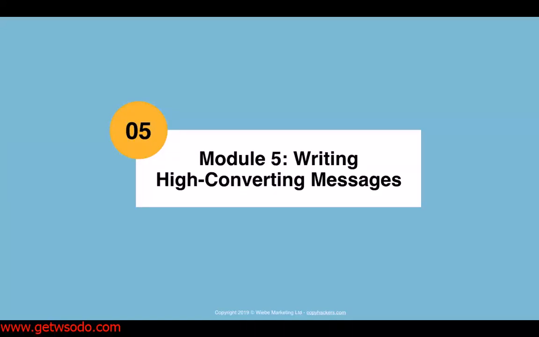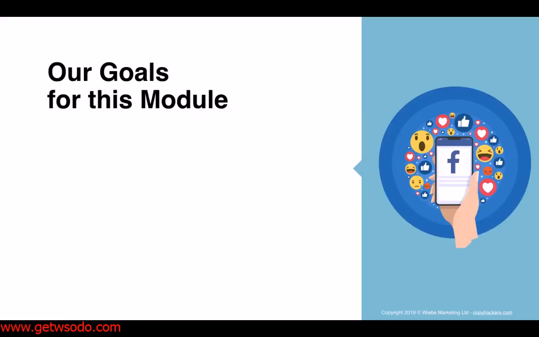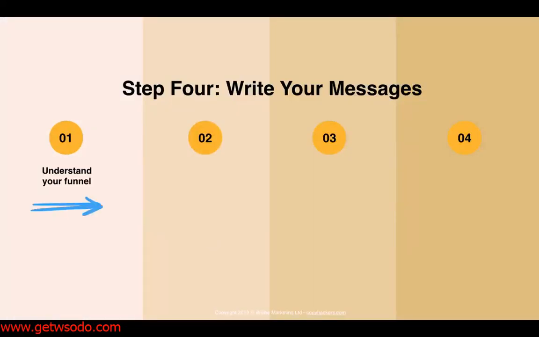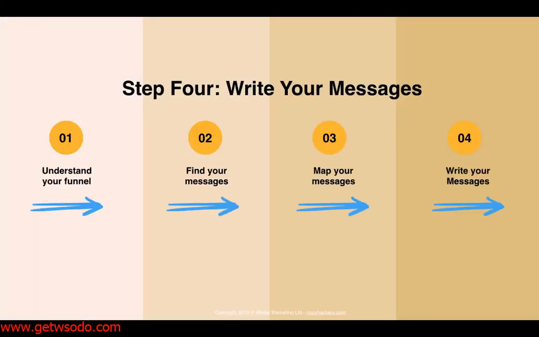Module 5, Writing High Converting Messages. The goals for this module are twofold. The first is to talk about the importance of a value proposition, and the second is to help you write ads faster and easier using frameworks and templates. This also brings us to the final step in creating a really high converting multi-touchpoint ad campaign.